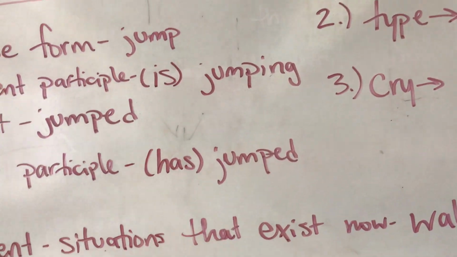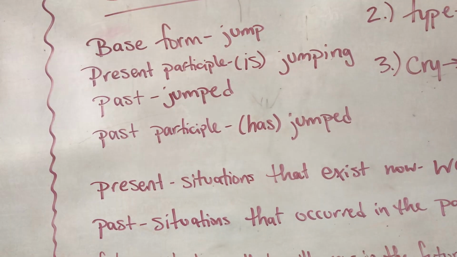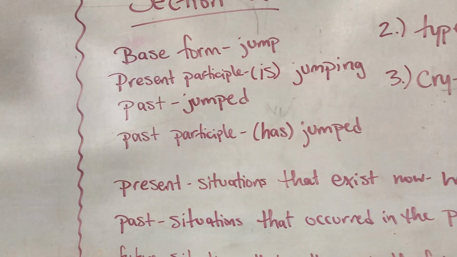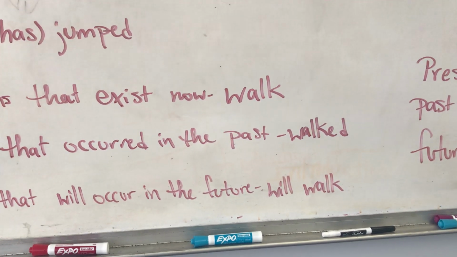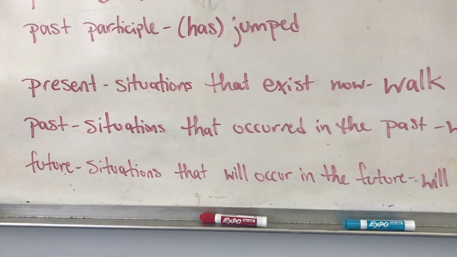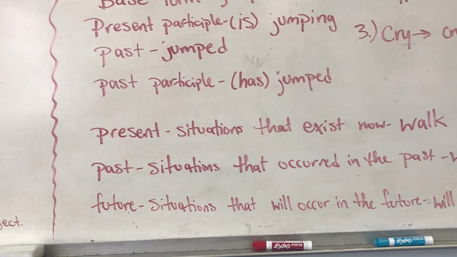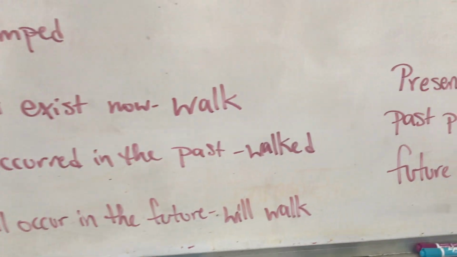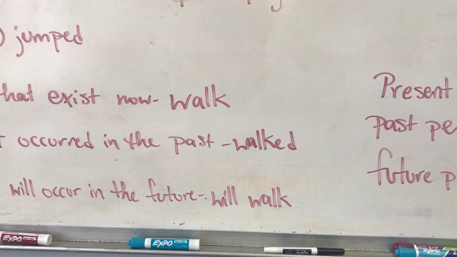Okay, and then we're going down to the bottom. So we're looking at a definition for present. We're looking at the 3 tenses that we use in the English language. So we have present tense, so situations that exist now. For example, we're using the verb walk. Past tense refers to situations that occurred in the past. So for our example, we would have walked. We're adding the ed at the end. And then future tense would refer to situations that will occur in the future. So for example, we'll put the helping verb will in front of our verb: will walk.